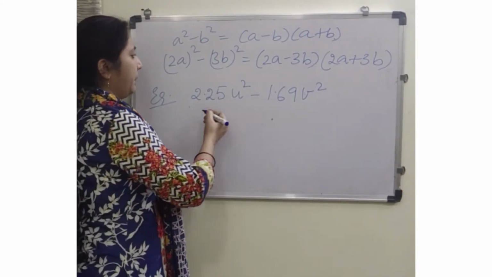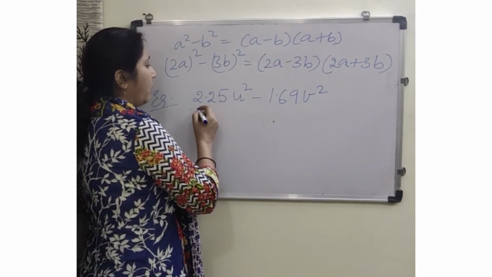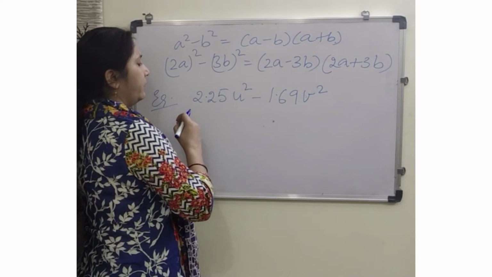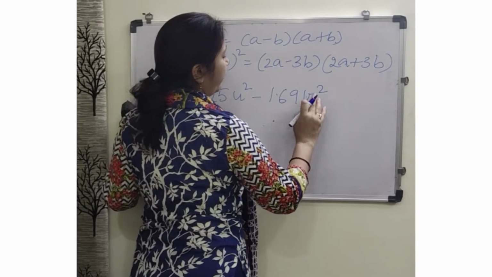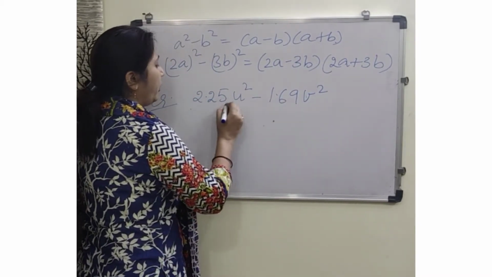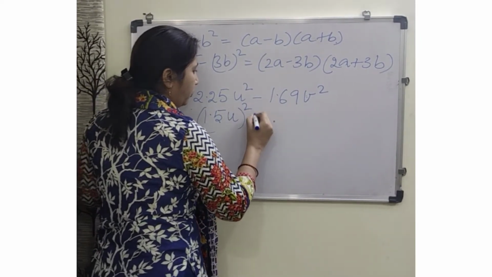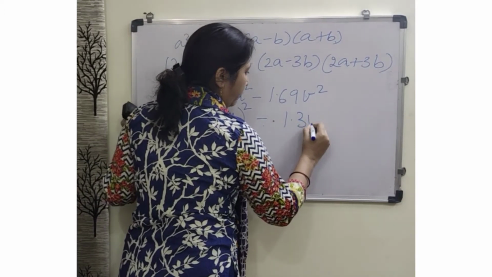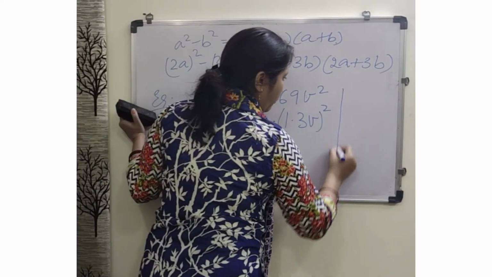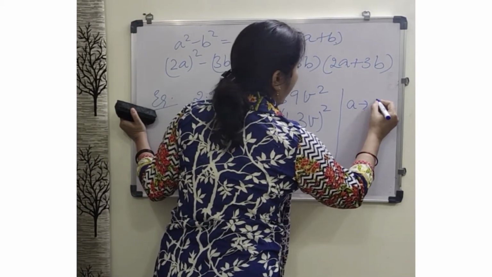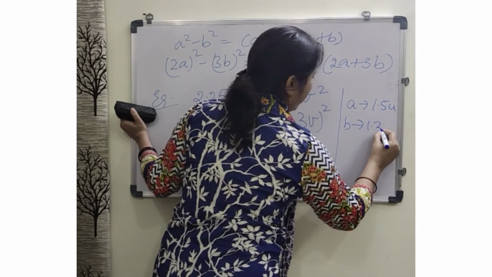Now another example that I have taken up from the decimal part, that you have to factorize or express in simplest form, where you are given 2.25 u square minus 1.69 v square. Children, 2.25 is the square of 1.5, so it is (1.5u) whole square minus (1.3v) whole square. Now again you just find out what is your a. In place of a you have 1.5u, in place of b you have 1.3v.